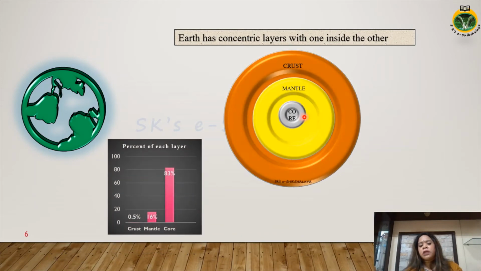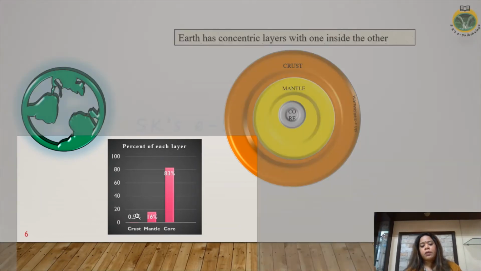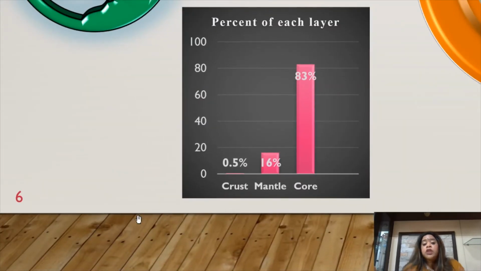Now let's talk about the percentage of each layer. Crust forms 0.5% of the total volume of the earth. Mantle 16%, but core 83% of the total volume of the earth. So I can say that core is the largest portion of the earth, but the topmost layer, that is the crust, is only 0.5%.